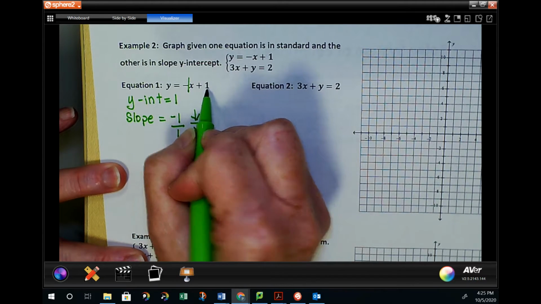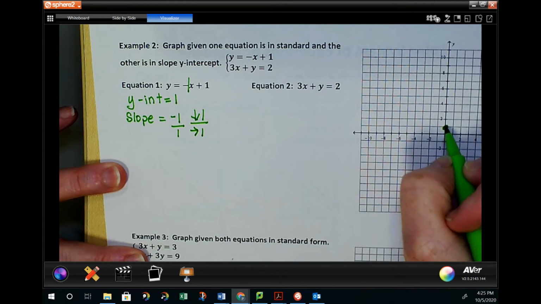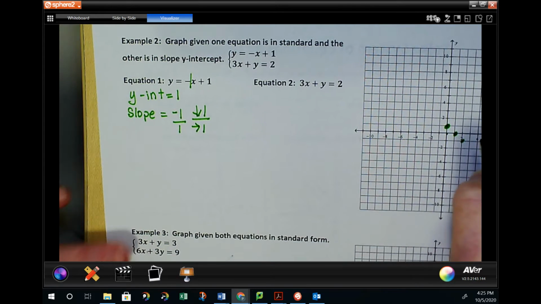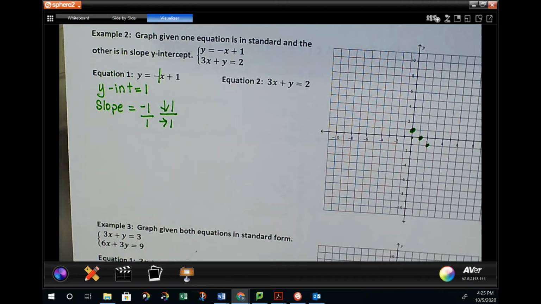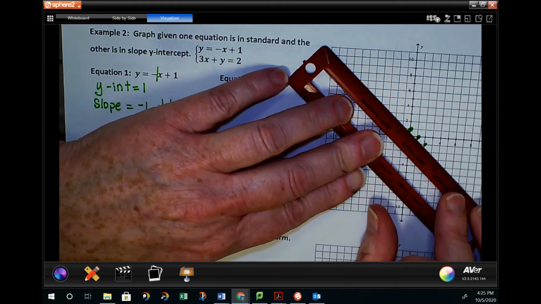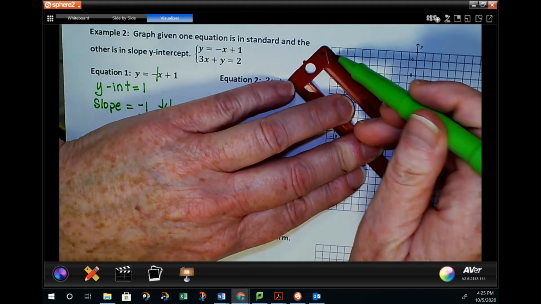So I'm going to graph my y-intercept at 1, down 1 to the right 1, down 1 to the right 1, and then you keep going. I'm just going to go ahead and use my straight edge and connect my dots.